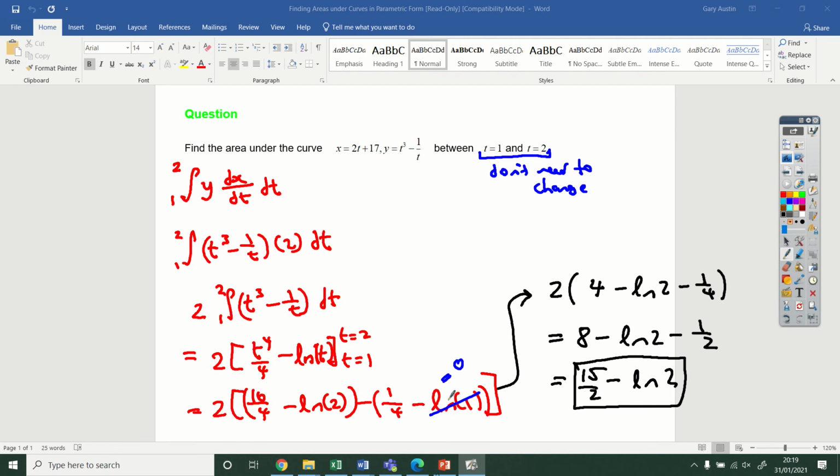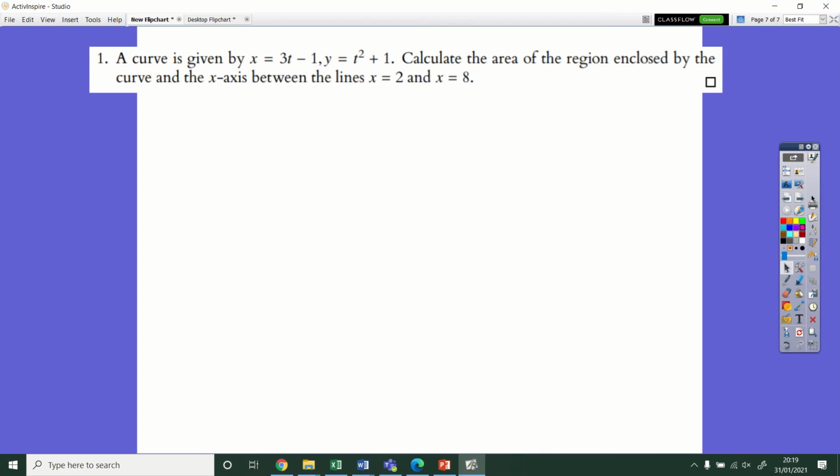What I'm going to show you lastly then is one where you do need to change the bounds, and that will be your first example question given on the sheet I'm going to give you, and then you know what to do in that case as well. So, last part of the video then. I'm going to do this final one.